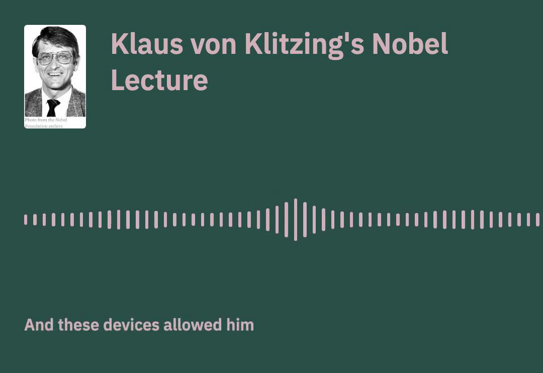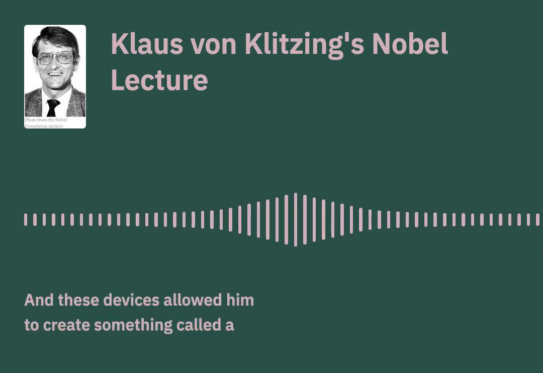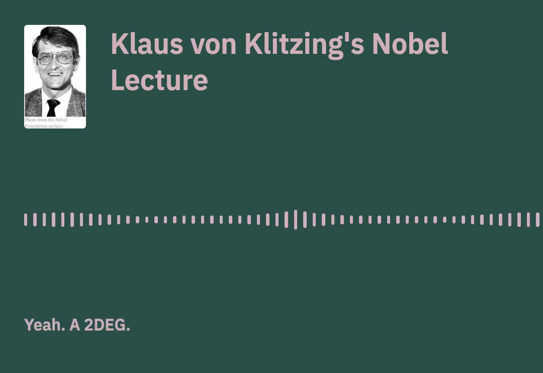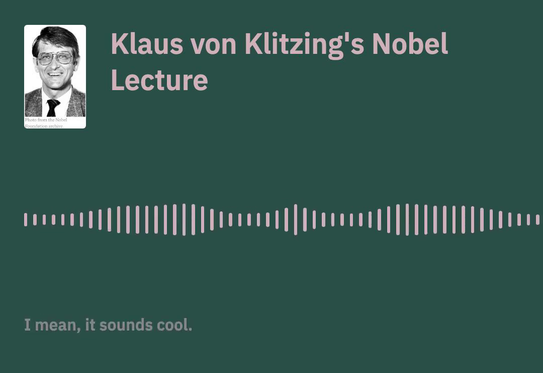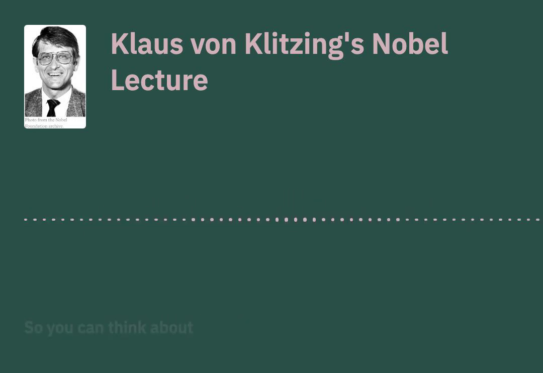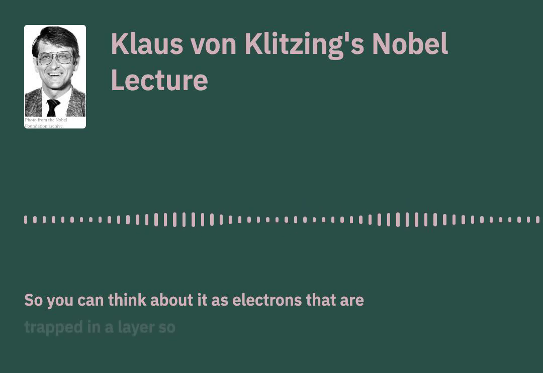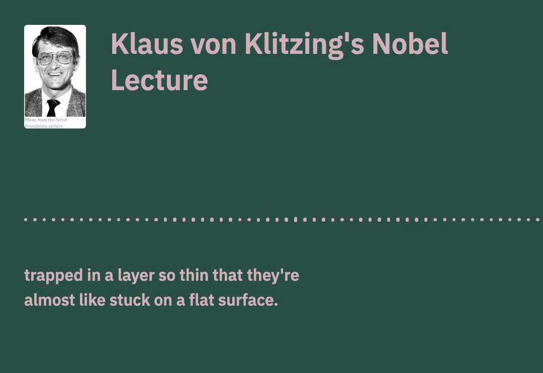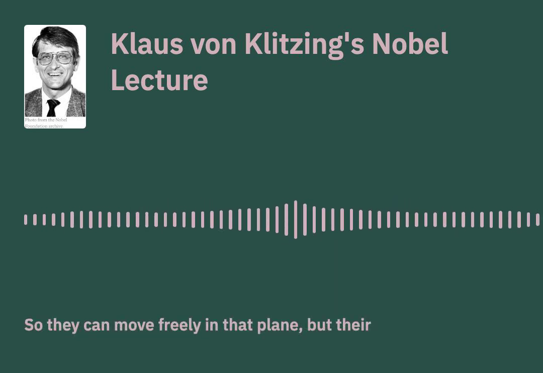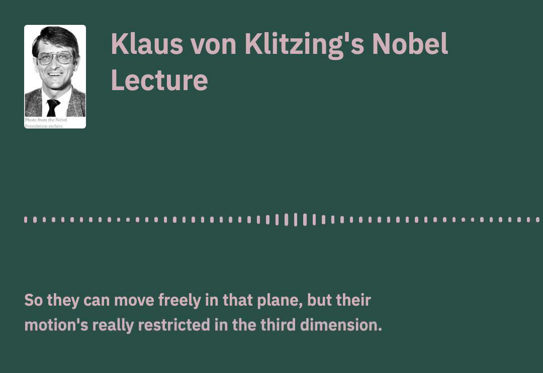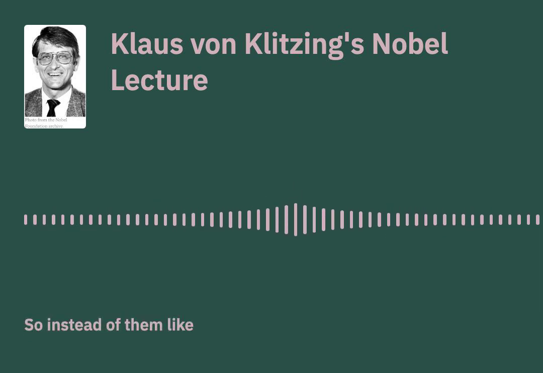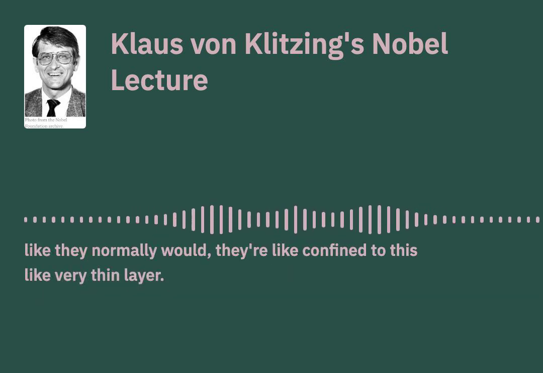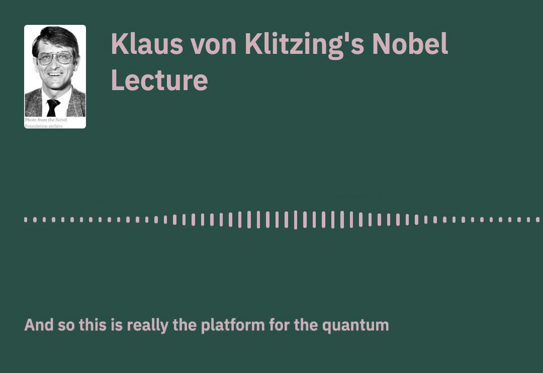These devices allowed him to create something called a two-dimensional electron gas. Okay, a two-dimensional gas. Yeah, a 2DEG. It sounds cool, but I need a little bit more than that. So you can think about it as electrons that are trapped in a layer so thin that they're almost stuck on a flat surface. So they can move freely in that plane, but their motion's really restricted in the third dimension. So instead of them bouncing around in 3 dimensions like they normally would, they're confined to this very thin layer. Exactly. And so this is really the platform for the quantum Hall effect.